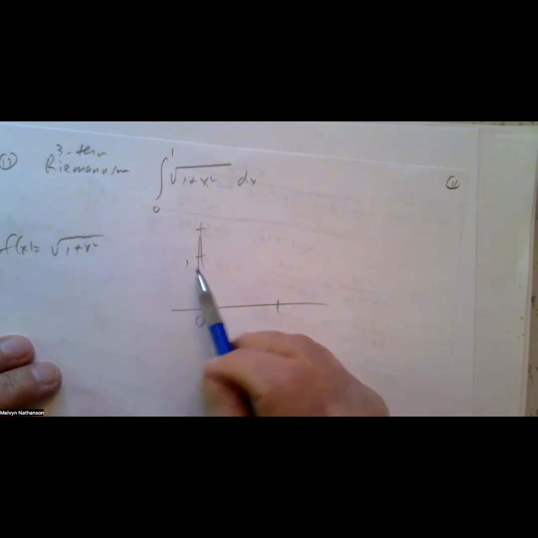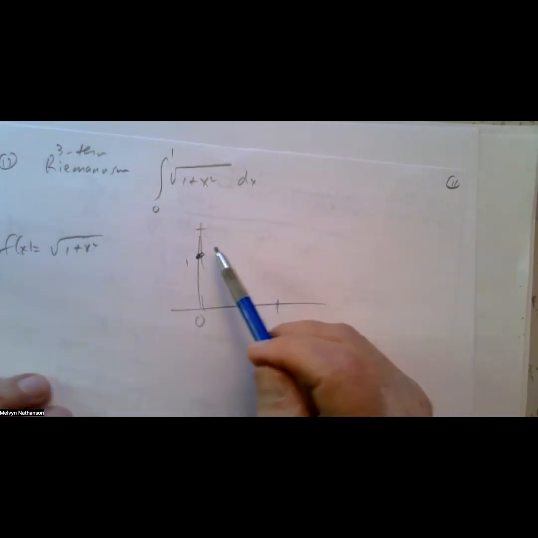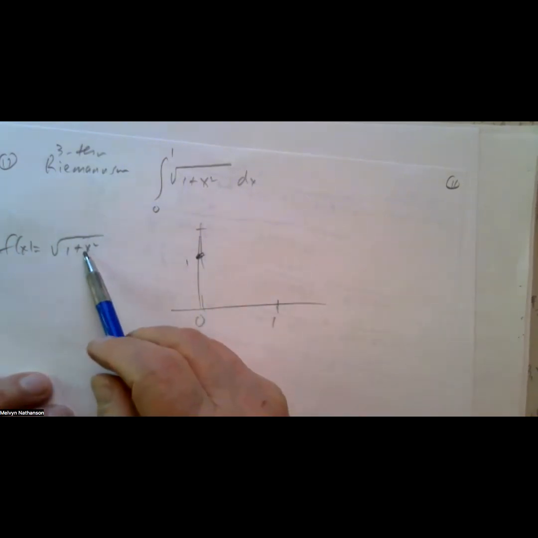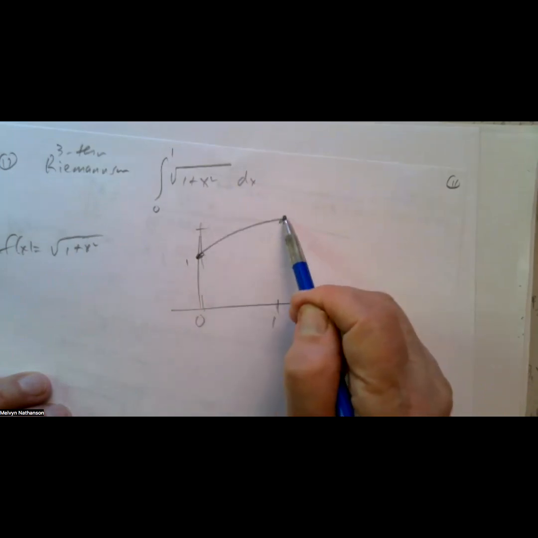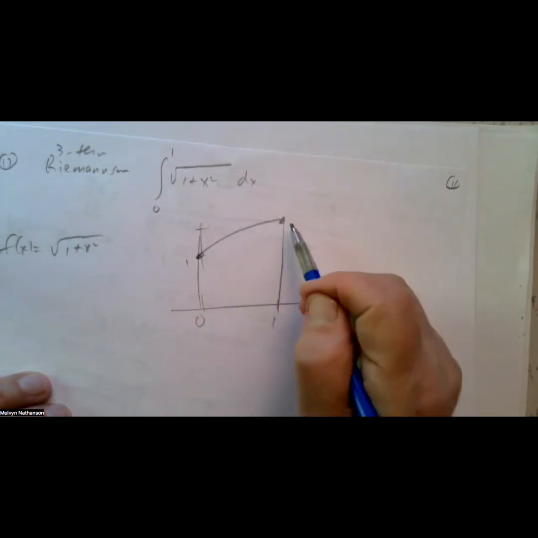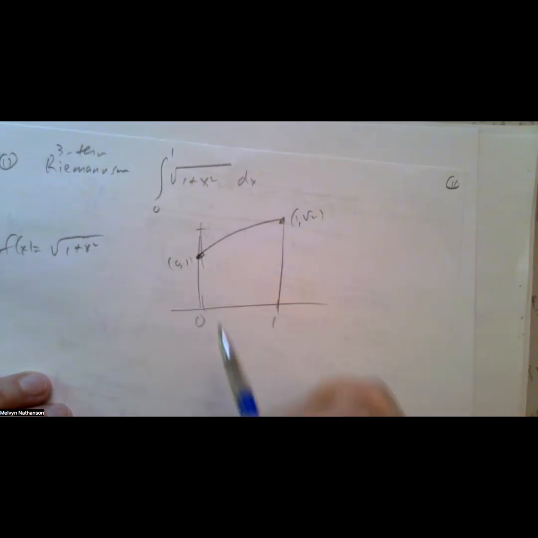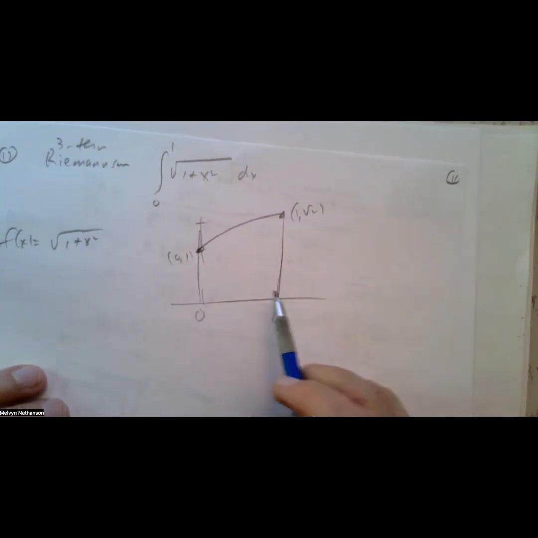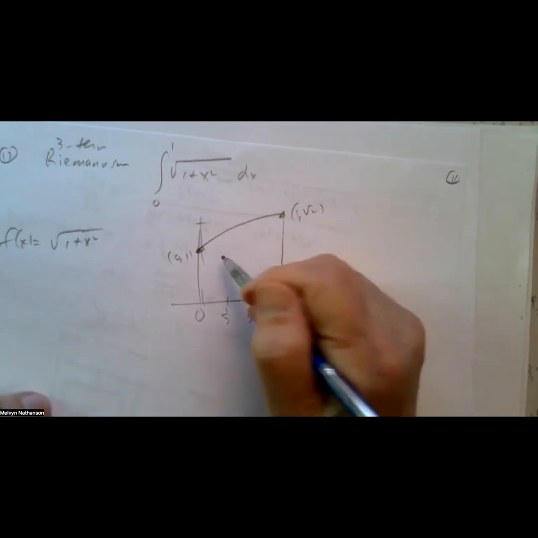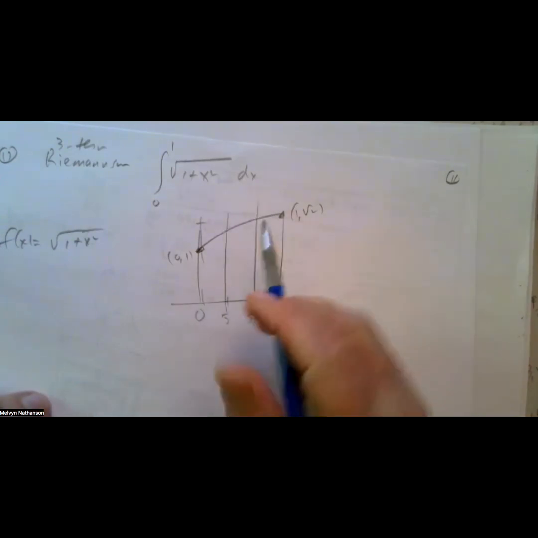When x is 0, this is square root of 1. As x goes from 0 to 1, this increases to the square root of 2. So this is the point 1, root 2. This is the point 0, 1. We take this interval and we divide it up into 3 equal pieces, 1/3, 2/3. We draw these vertical lines, and we can take, for example, the left-hand endpoint of each interval.